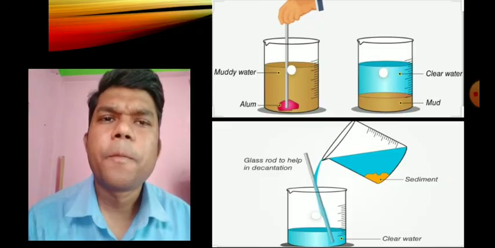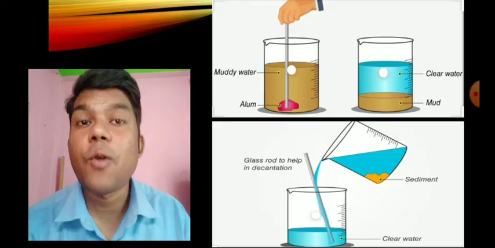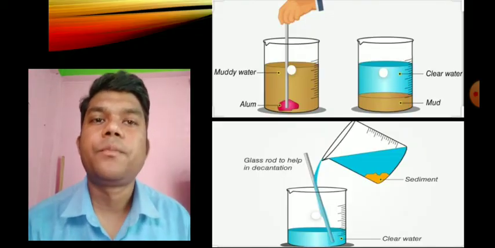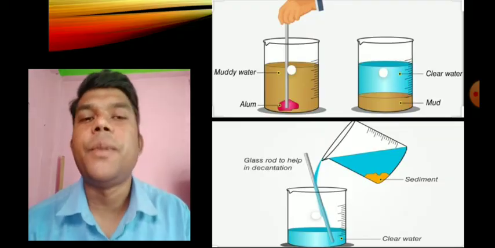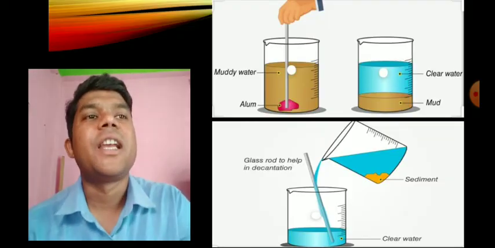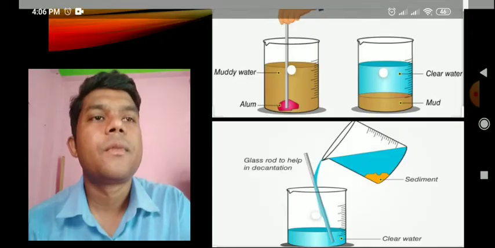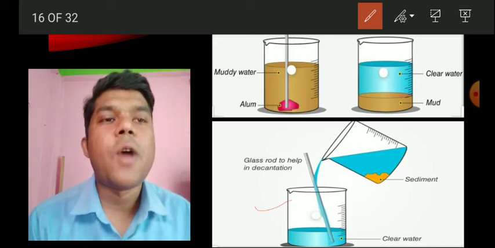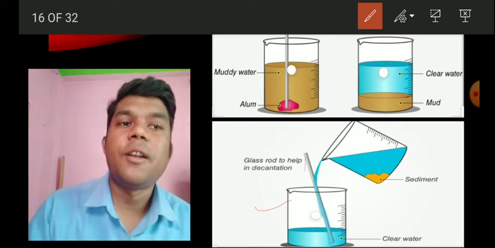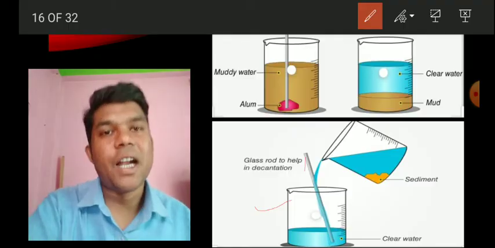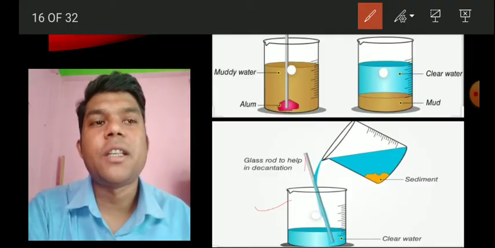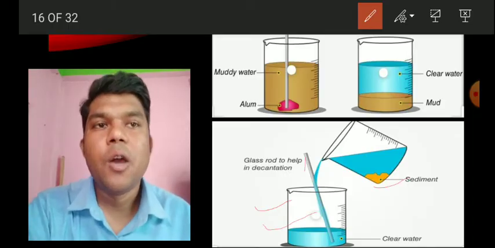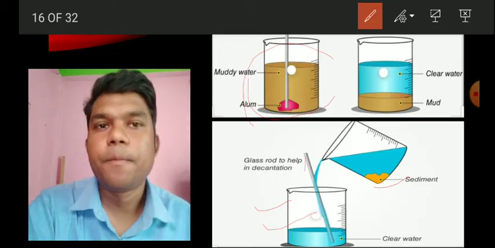After that, at the top there is clean water and at the bottom there is mud. So slowly we pour that clean water into the next vessel, as you can see in the second diagram. The clean water is poured with the help of a glass rod, and that process is called decantation. By this method the clean water and the mud, which were in the beginning a mixture, are separated.